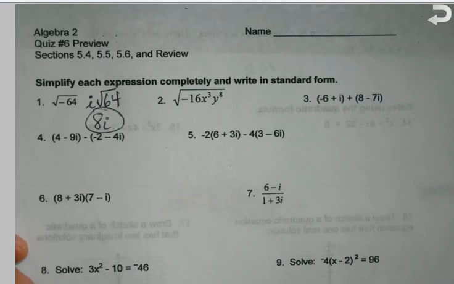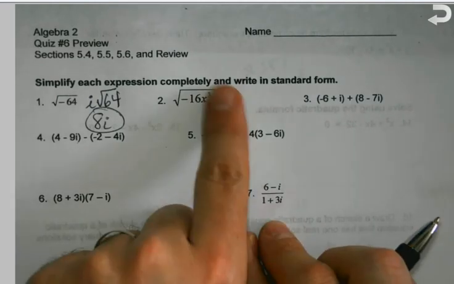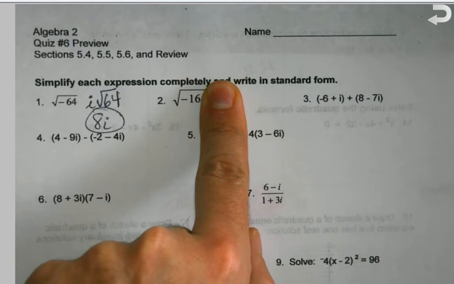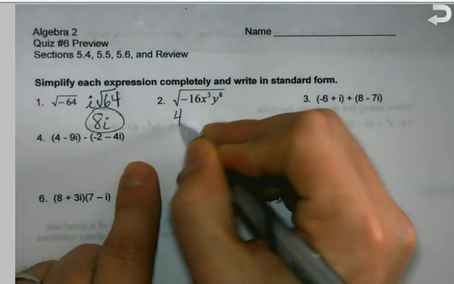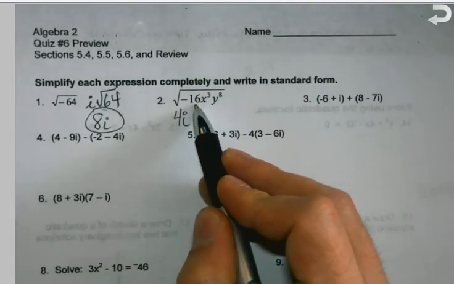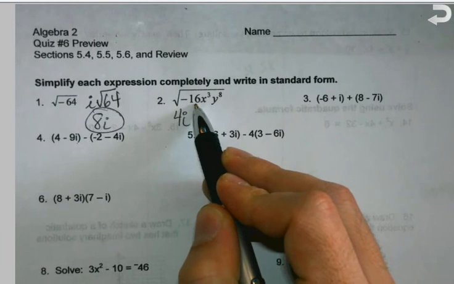Several of you asked me about 2. Okay? Again, let's take this in pieces. If I just look at this part first, you pull an i out, so it would be i square root of 16. What's the square root of 16? 4. So that would be 4i. That's just for the negative 16 part.